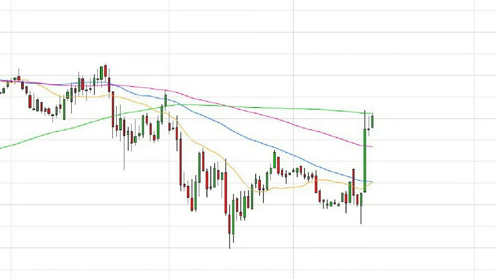So in a nutshell, they're very useful in terms of crossovers to give you an actual entry point for a trade, both from the crossover to the downside and a crossover to the upside. And of course, the slope can be quite important. And again, if it's pointing upwards, it can indicate a slight correction in this particular instance.